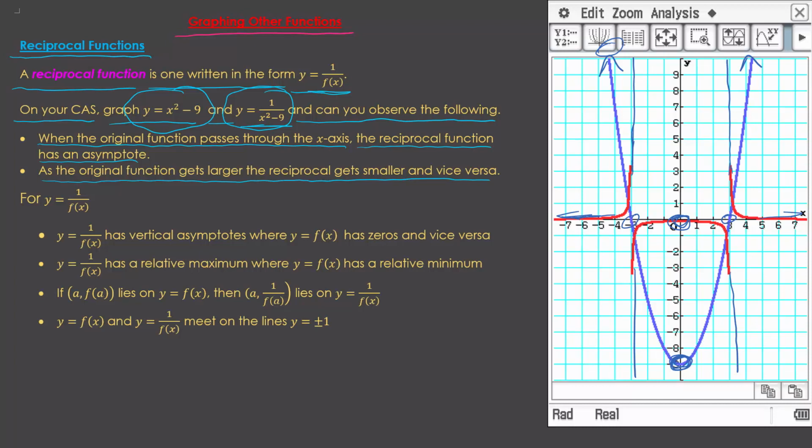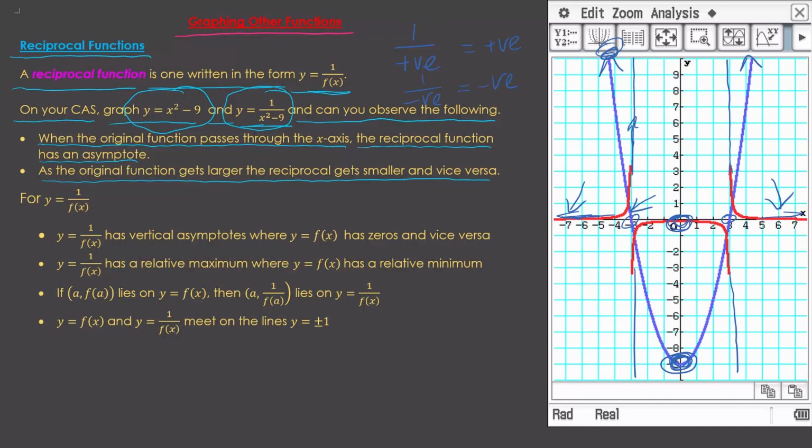As the reciprocal graph gets larger, the original graph gets smaller. Of course, if you have 1 divided by a positive, that is equal to a positive, and 1 divided by a negative is equal to a negative. That's why when this is -9, this is -1/9, and when these are becoming large and positive, these tend to 0, but they're still above the axis.